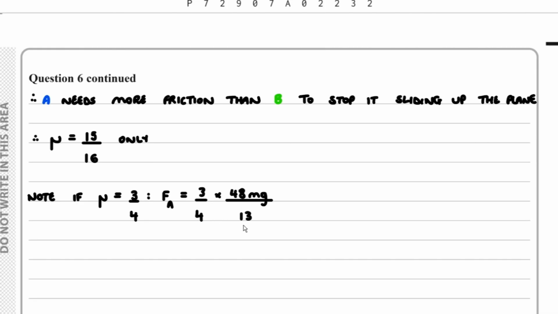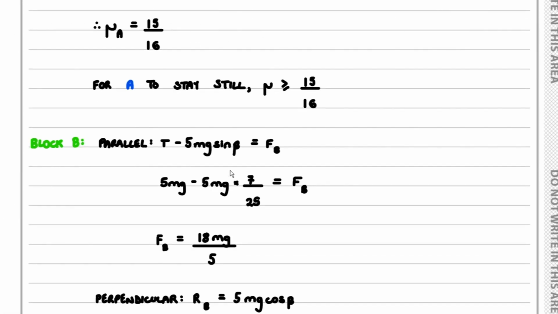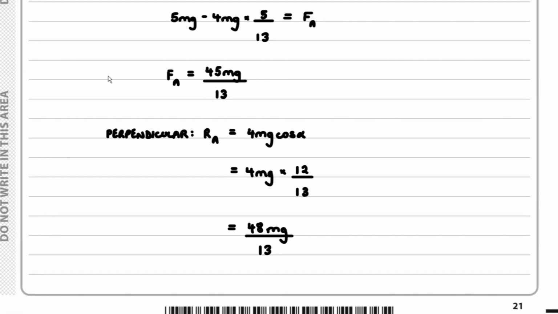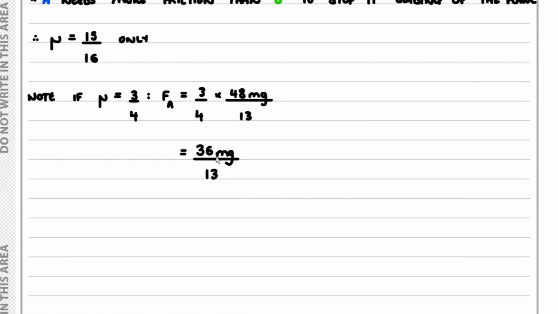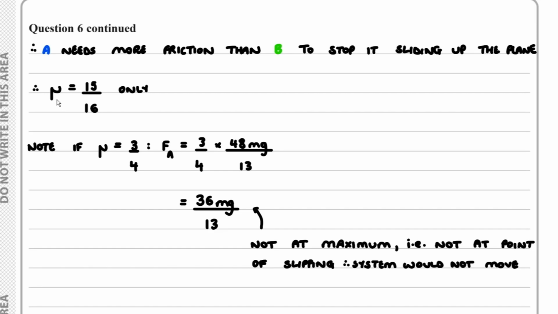Now, if we had mu equaling 3/4, finding out what Fa is, that will equal 3/4 times by 48 mg over 13, which is 36 mg over 13. If I compare the 36 mg over 13 with the 45 mg over 13, this value is smaller, so it's not at the maximum. In other words, it's not at the point of slipping, and in this case the system wouldn't move. So mu will equal 15 over 16 only.